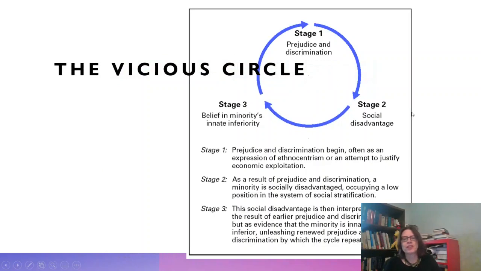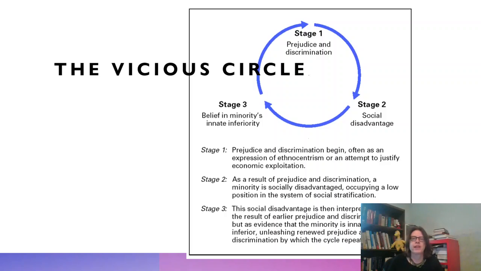All right. So the vicious circle, this is where we start looking at the justification for the elites. So stage 1, you have prejudice and discrimination. It's an expression of ethnocentrism. It's an attempt to justify economic exploitation. This is the very early history of the United States and the very beginning of the slave trade and the very beginning of the ownership of slaves. And then you say, as a result of prejudice and discrimination, a minority is socially disadvantaged, occupying a low position in the system of social stratification.